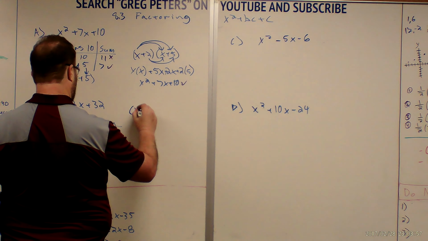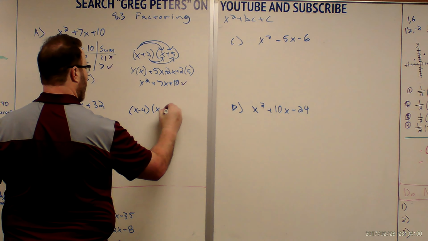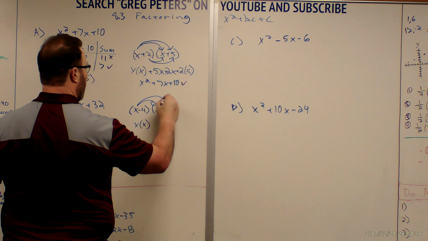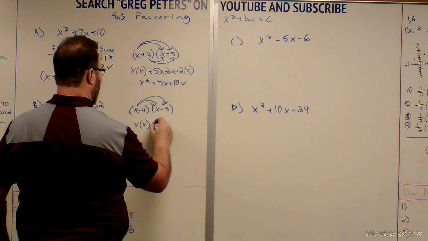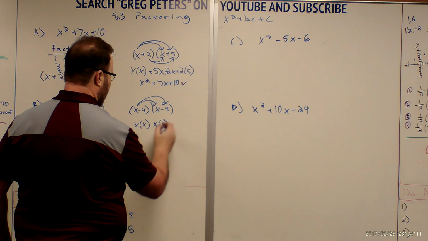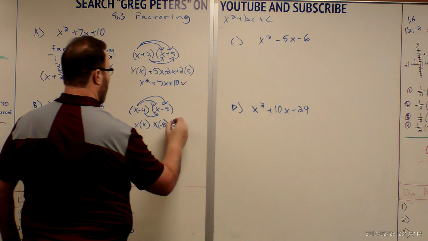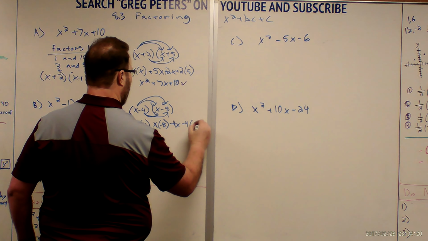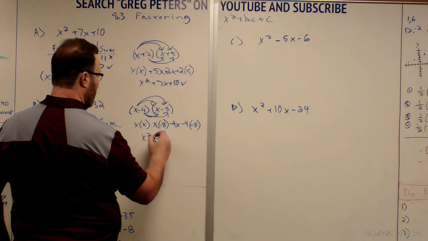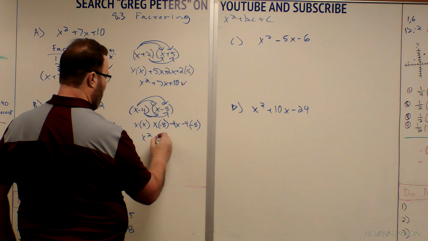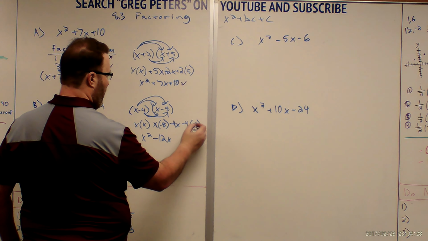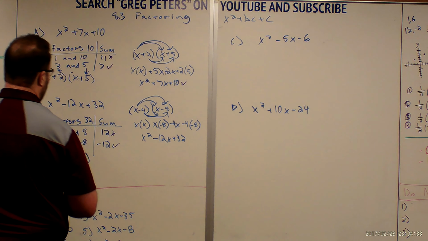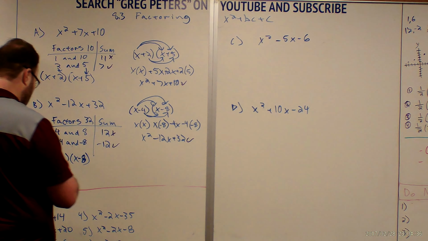So coming over here, we're going to FOIL it out. x times x, the F. The O, the outer, x, negative 8. I could have written those together. Inner, negative 4x. Last, negative 4, negative 8. So x squared, negative 8 and 4, negative 4, negative 12x. And then 4 and 8, positive 32. And this checks out. Same as that one right there.